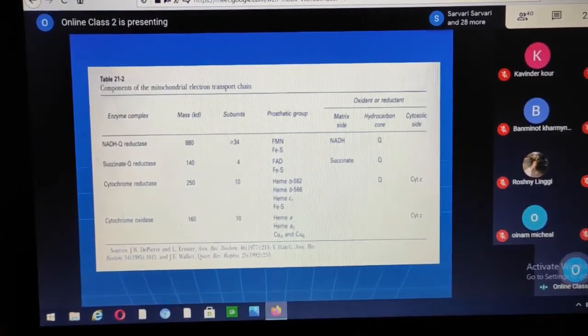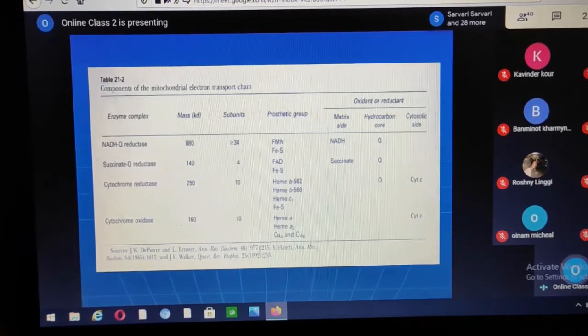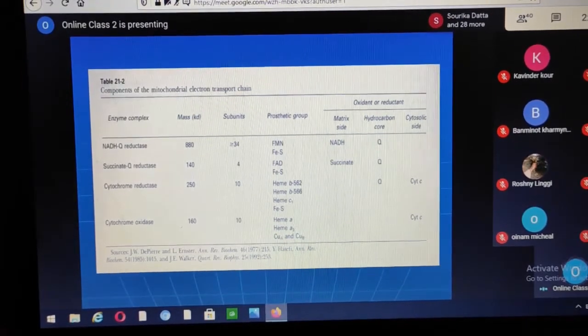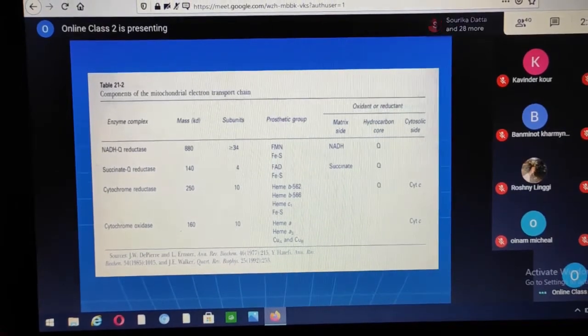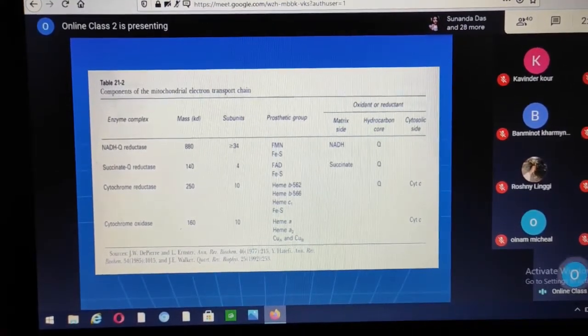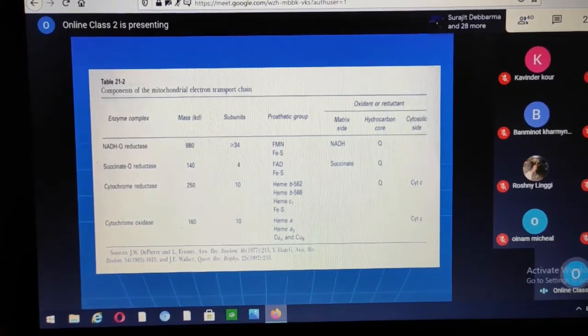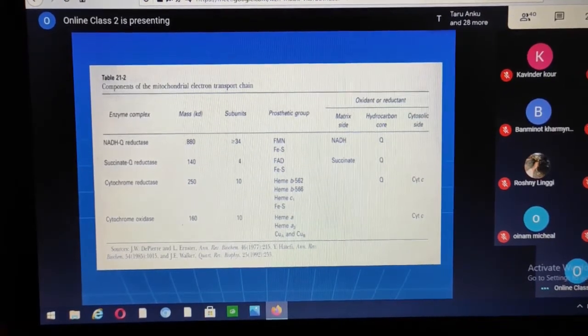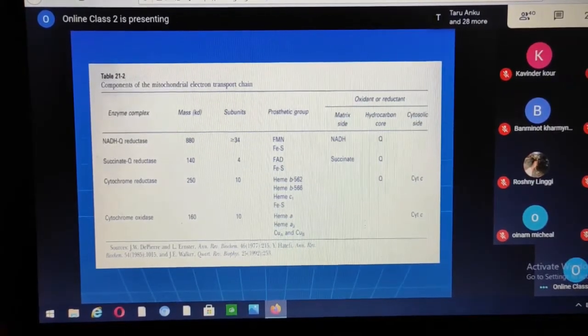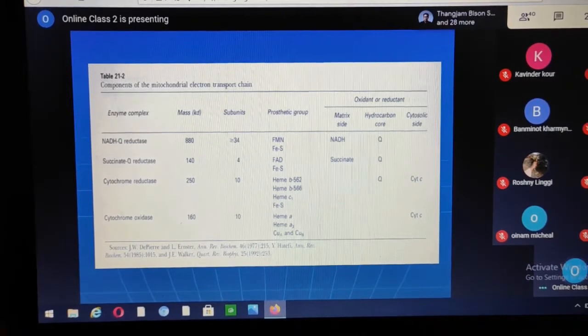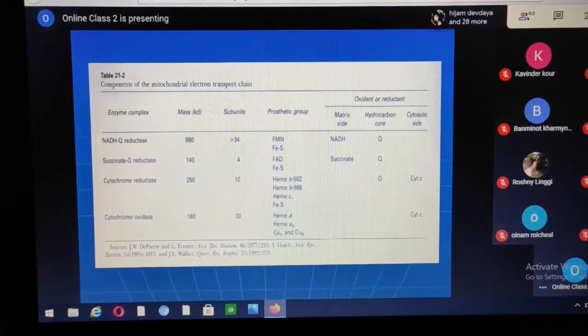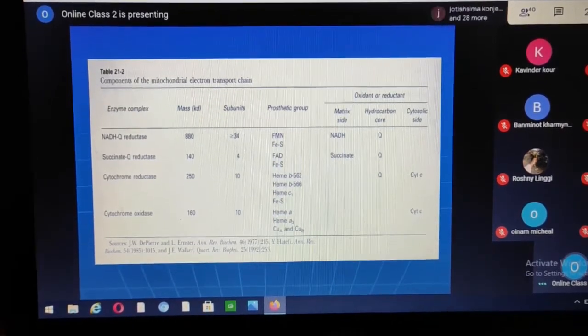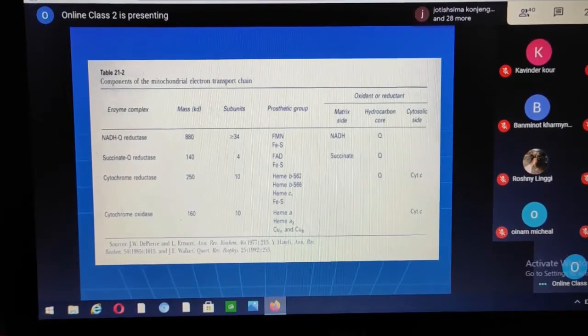Succinate Q reductase is called complex 2, and this is required if the reduced coenzyme is FADH2. If the reduced coenzyme to be oxidized is FADH2, then succinate Q reductase is also involved. Its molecular mass is 140 and it has 4 protein subunits. The prosthetic groups present are FAD and the iron sulfur complex. So these are the components of the electron transport chain.